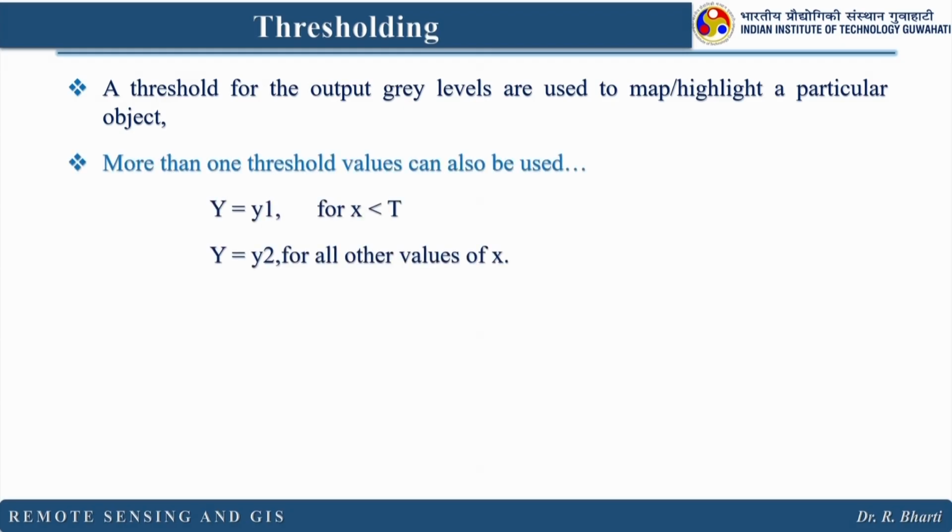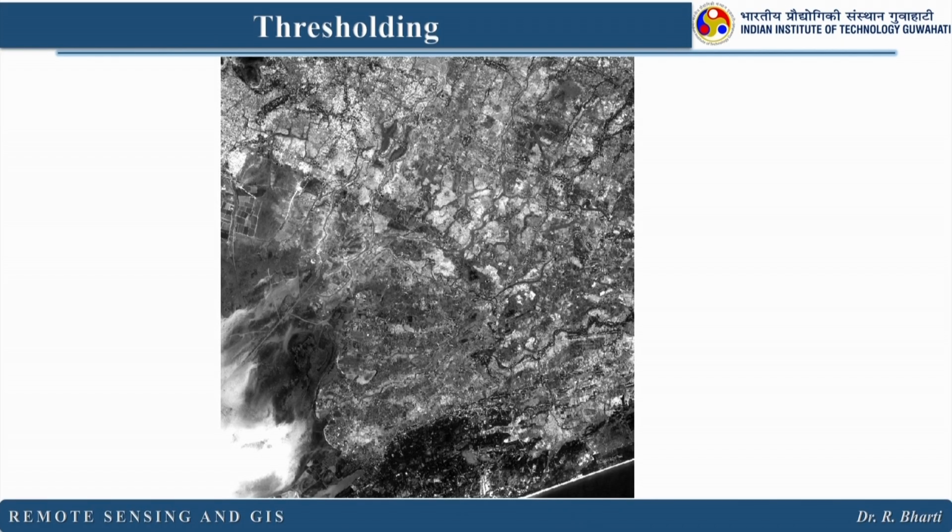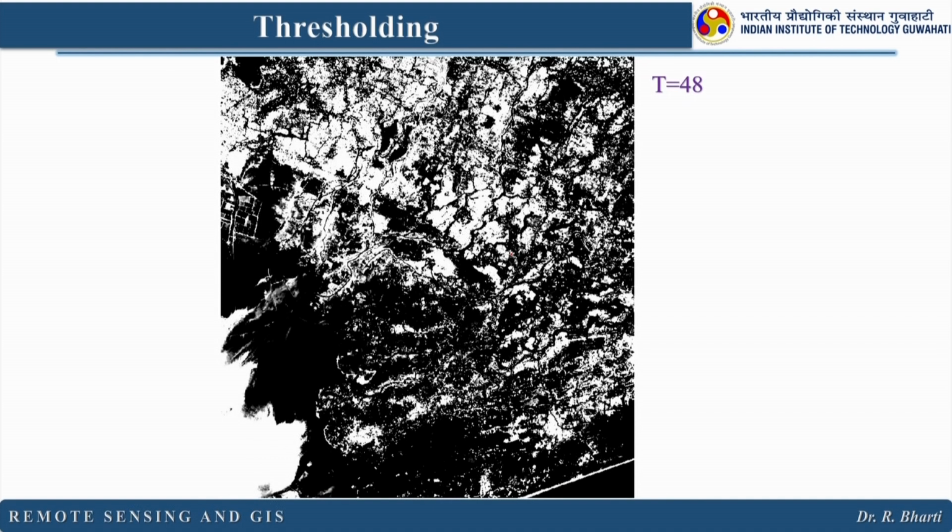Here you can go through it and you will find that this method is very good when you have prior knowledge of the object and you know the reflectance value range for that particular object. This is one example of thresholding, where this is the raw data, and you are applying T equal to 48. Maybe you can select 100, thousands, or 2, 3, 4, T equal to any number, depending upon your application and the result.